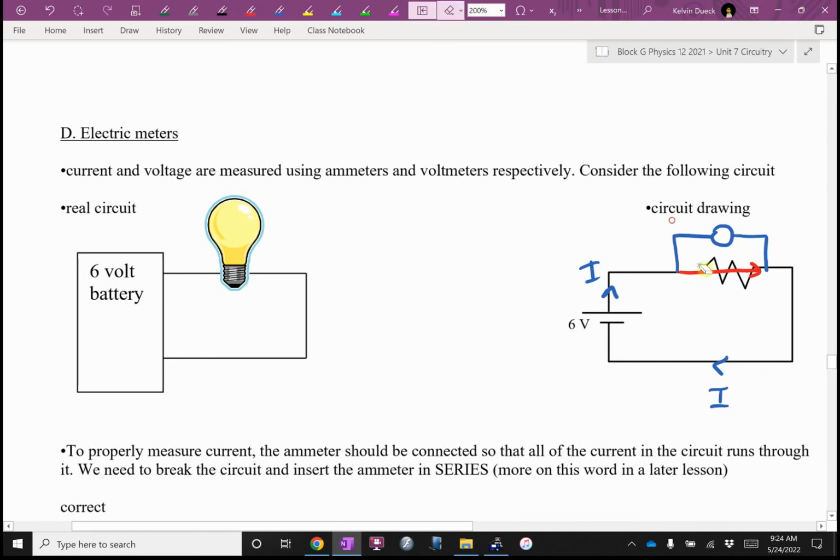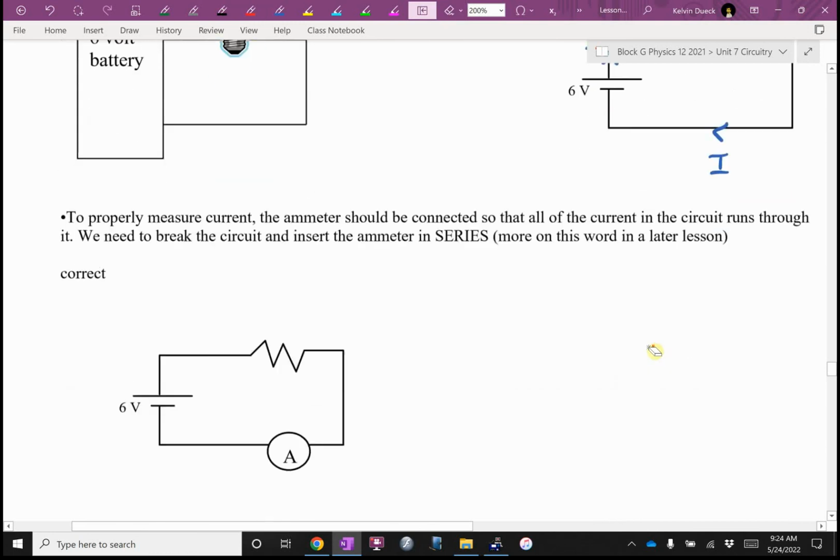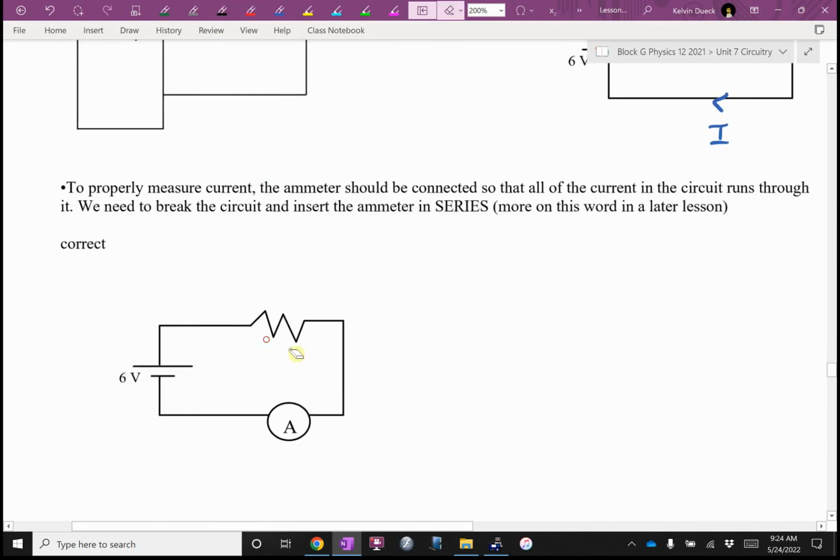To measure current, what you have to do is physically break the circuit somewhere, and you need to install your current measurer in the circuit. So let's scroll down. This is what we're going to write down. If I wanted to measure the current going through this circuit, we call it an ammeter. It used to be called an amp meter, but amp meter was tough to say, so we dropped the P. It's an ammeter. It's measuring current.